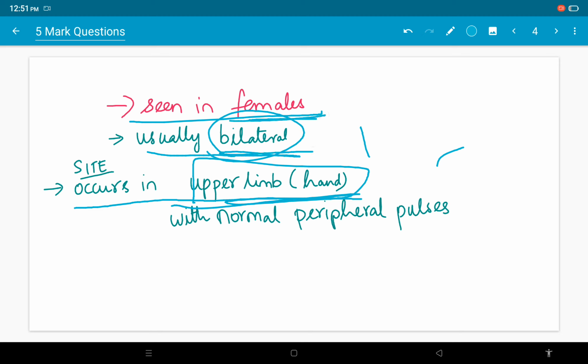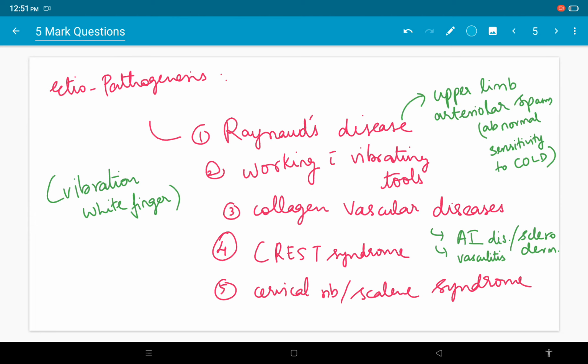It is present in hands with normal peripheral pulses. Though there is vasospasm, the peripheral pulses which you examine will usually be normal, unlike in other diseases we'll see. Etiopathogenesis: there are many factors. Raynaud's disease means there is arteriolar vasospasm. Usually the upper limb is affected, which we saw earlier, and it is due to abnormal sensitivity to cold. If it is present because of this reason, we call it Raynaud's disease.